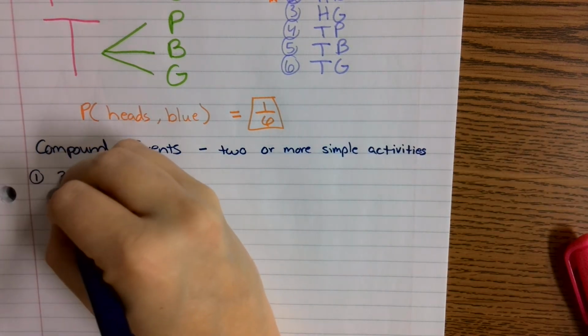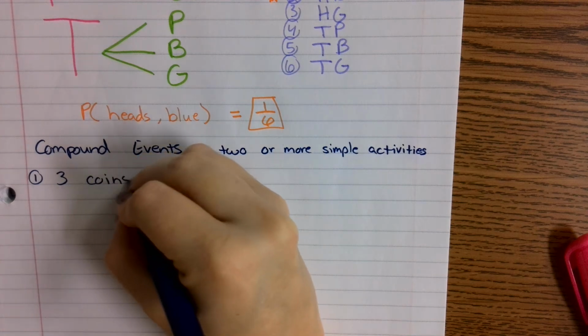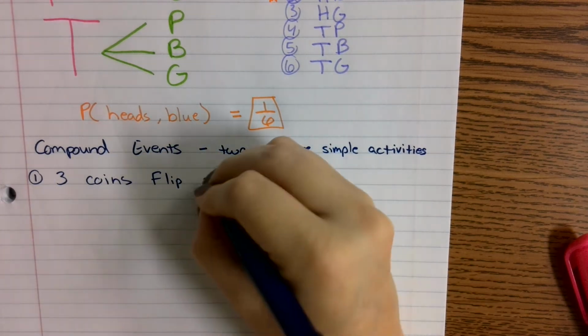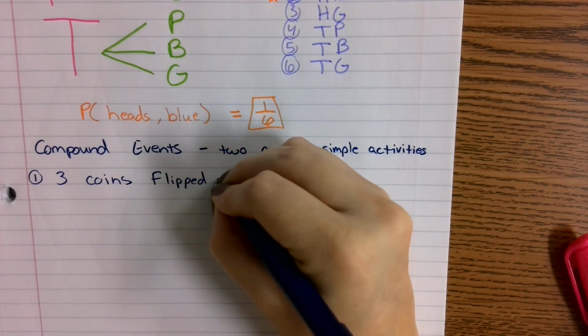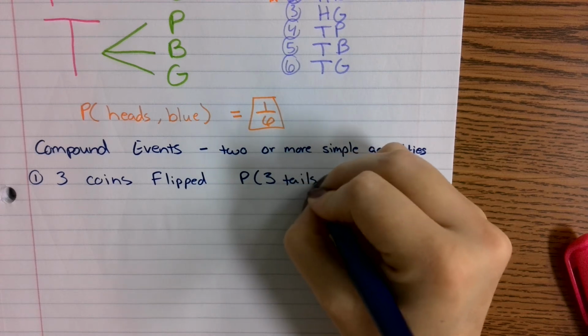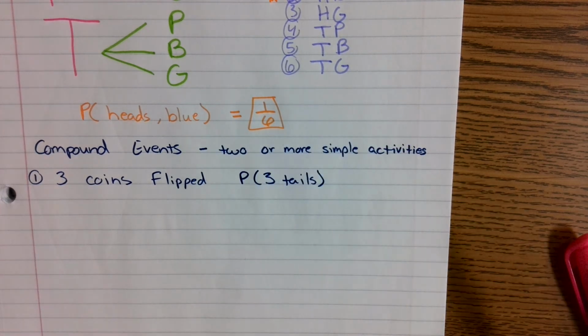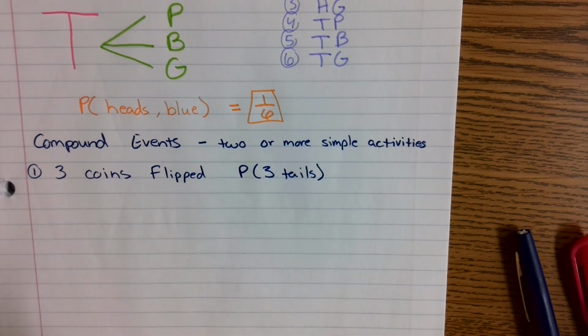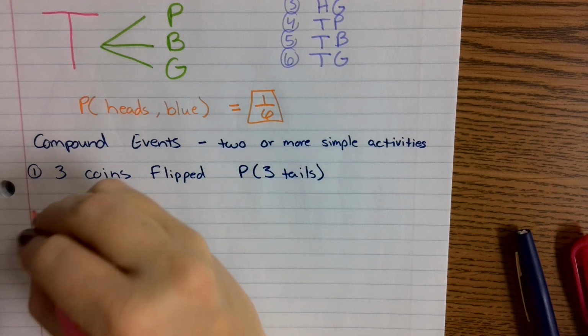Or, in this case, 3 coins. So if I have 3 coins that I'm going to flip, 3 coins are being flipped. I want to know what is the probability that all 3 of them are going to land on tails. So that means that I'm going to break this up into 3 probabilities. I have 3 activities. 3 activities are occurring. I'm going to split them apart.